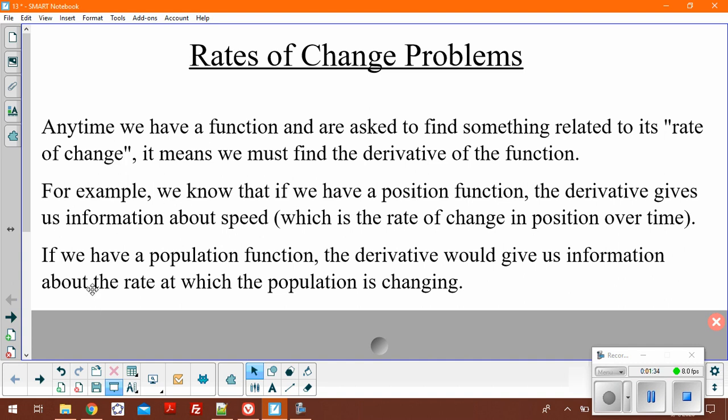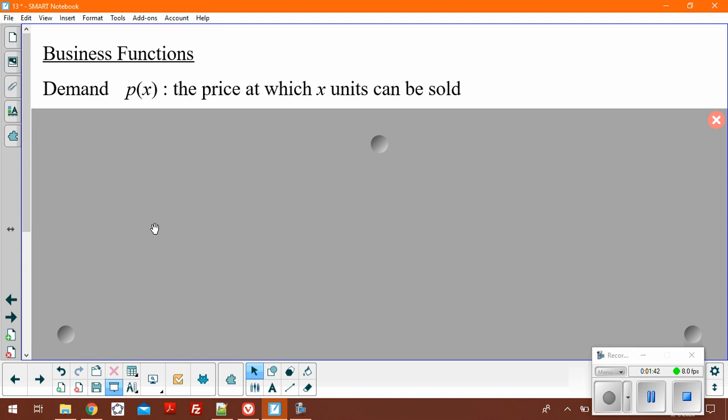The specific type we're going to go into a little bit more detail with in this note is business application type functions. This page is just a bunch of definitions. The demand function, or it could be called the price function, but they call it demand. If you've heard of the whole supply and demand thing, that if you have more stuff on the market, the price would have to go down, and so on, that's kind of what this function is supposed to model. I can put in how many things I want to sell, and it will tell me the price at which I can sell those items.